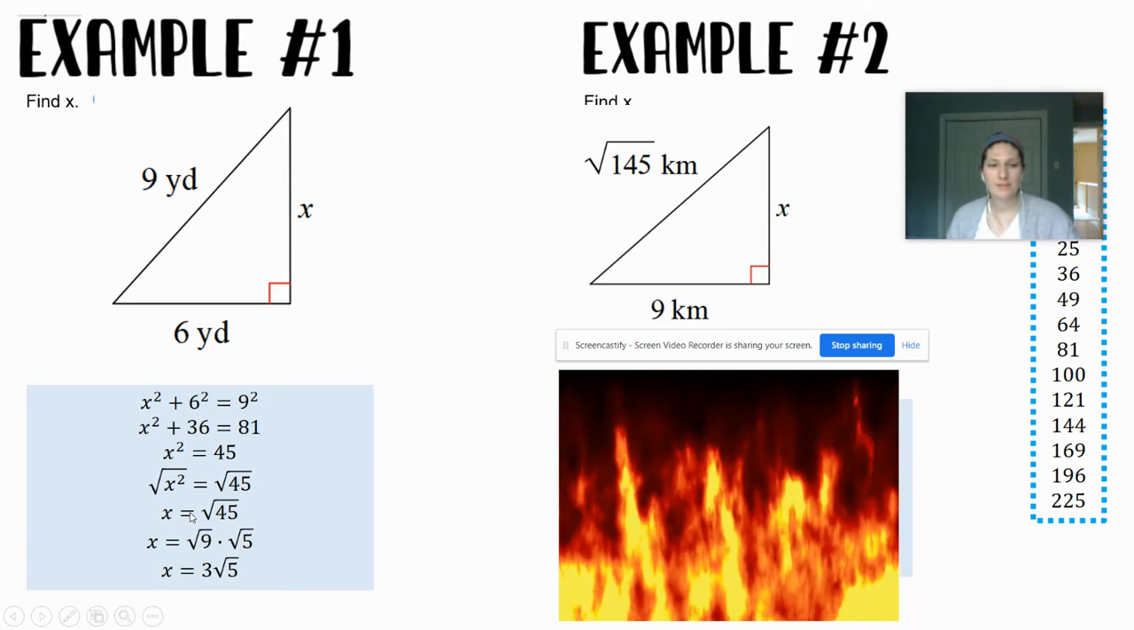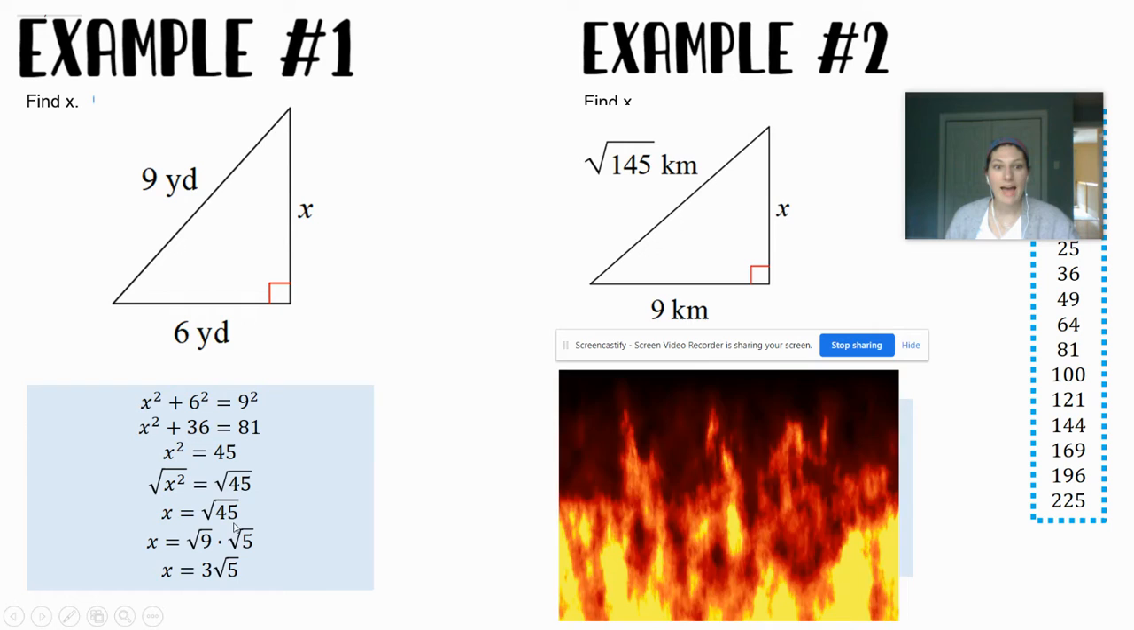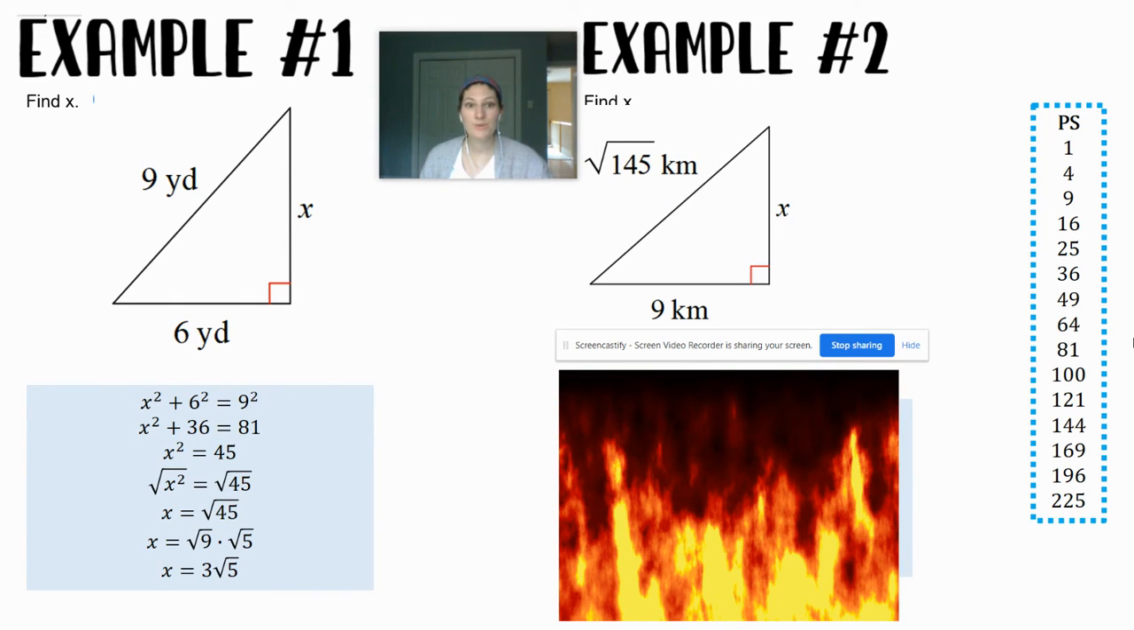Now, when you write your answer, we want to write it as a simplified radical. So I look at the number in my radical, and I can use those same strategies that we just did a whole bunch of times. Find the biggest perfect square that goes into 45, which would be 9. And the square root of 9 is just 3. So you end up with 3 root 5.